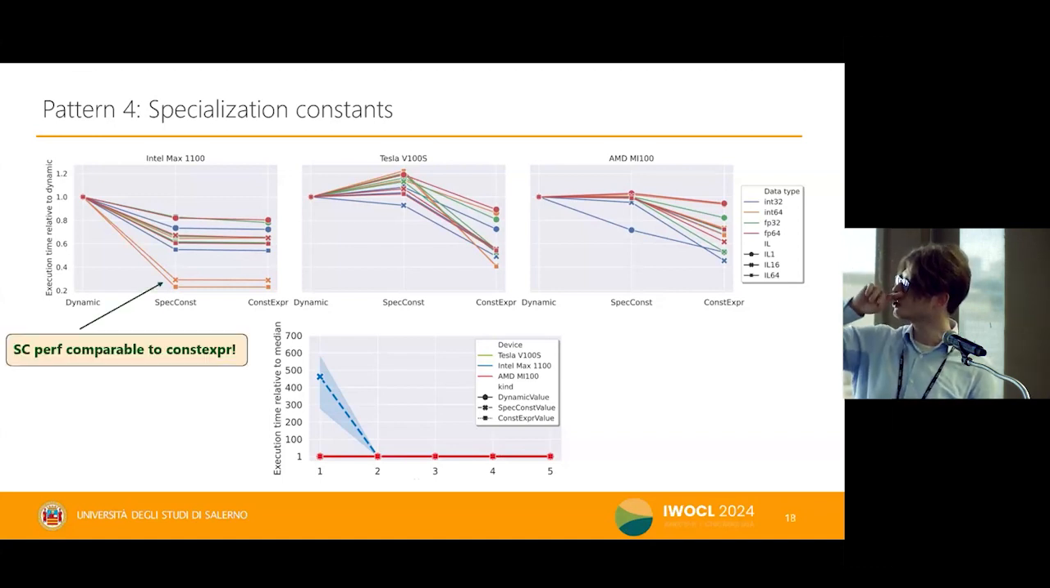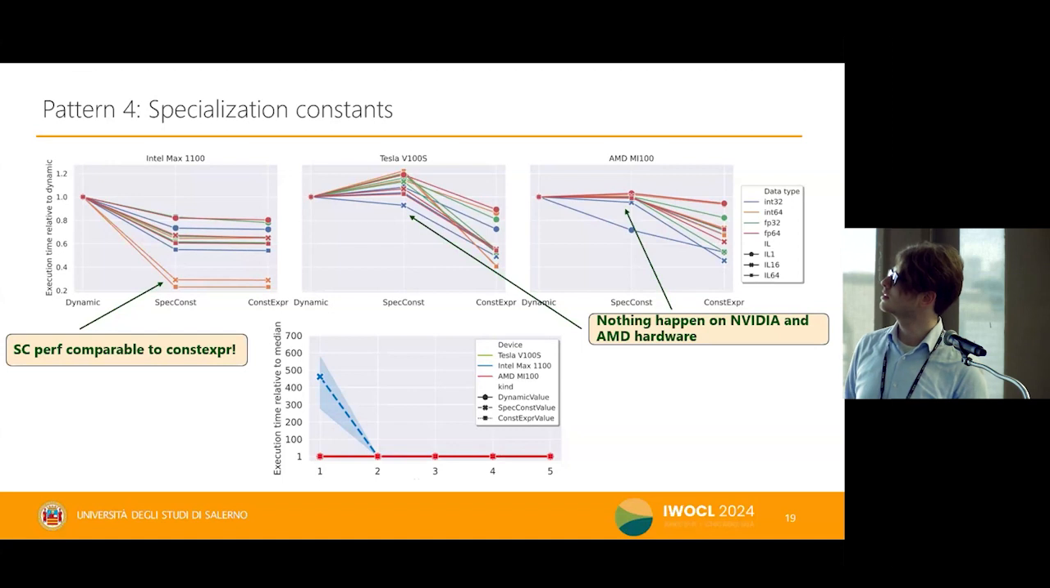On the left, we have the Intel GPU. We see that when we use the specialization constant, the results basically overlap with the constants, which means that whatever is happening is actually working pretty well. However, this is not what happens on NVIDIA or AMD hardware. With NVIDIA we have a tiny overhead for running it, so we just lose some performance, apart from some outliers. And on AMD the same thing happened.